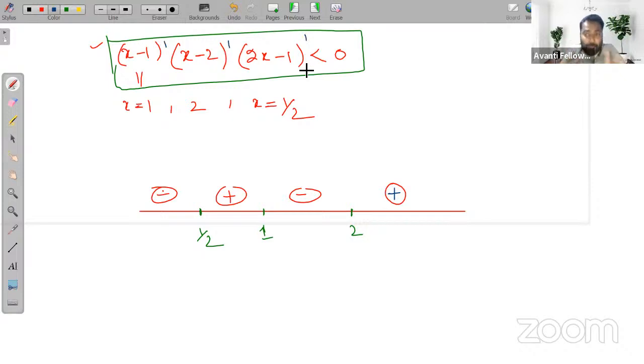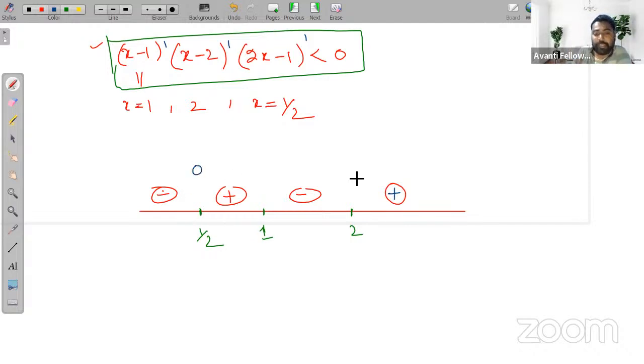So if you have all the factors having odd power, then first we will give the positive sign in the extreme right position. Then you have to change the sign plus minus plus minus plus minus in this way. Okay, now what we will do? We need only the negative regions. That is, what will my solution region be?